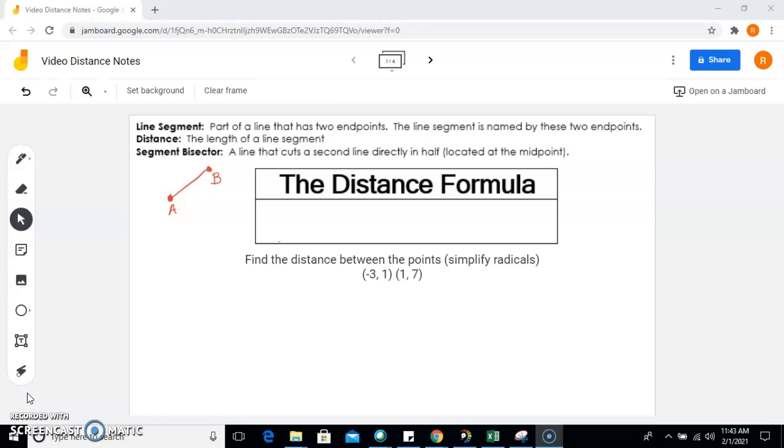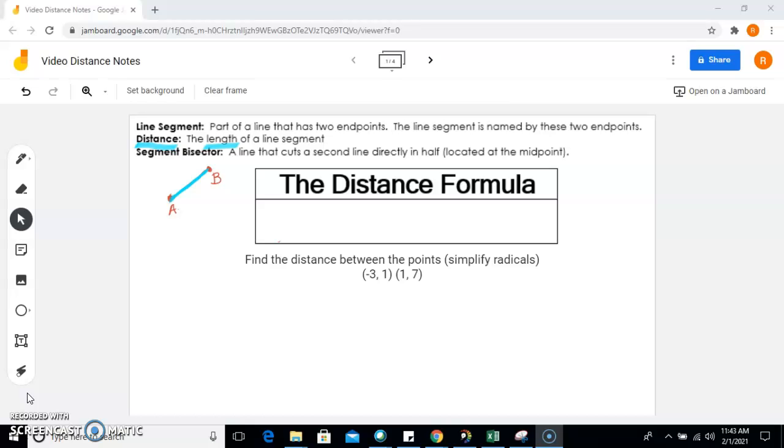Distance refers to the length of a line segment. So what this is saying is, how far is A from B. So if we're talking about how long a line segment is or how far apart those two points are, distance is the length of a line segment.